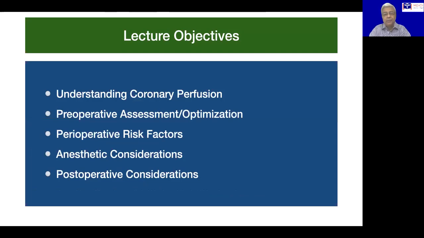So what are the lecture objectives? Firstly, we'll talk about the coronary perfusion because understanding coronary perfusion is important in case you want to talk about coronary artery disease. Secondly, we talk about preoperative assessment and optimization for patients who have coronary artery disease and who come for non-cardiac surgery. Third, we'll discuss various preoperative risk factors which a patient has and how do we grade the risk of a patient for the surgery. Next, we'll discuss the anesthetic considerations and how we should manage the anesthesia for these patients. And lastly, we talk about the post-operative considerations in these patients.